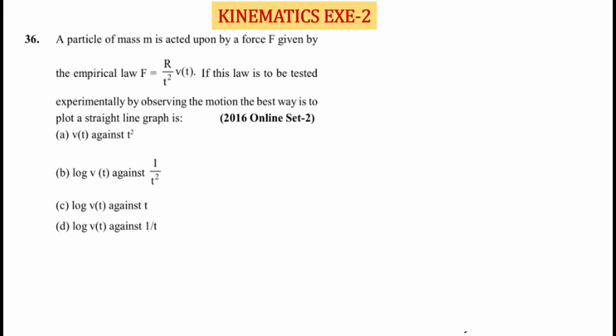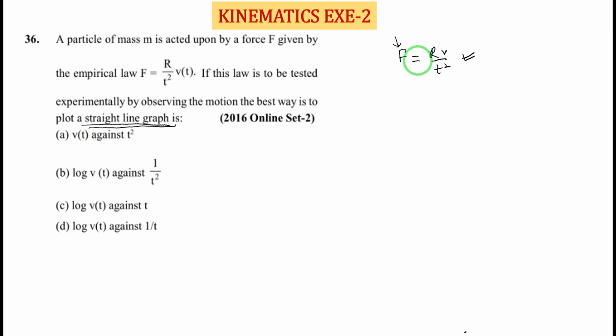In question number 36, a particle of mass m is acted upon by a force F, given as F equals to RV upon T square. If this law is to be tested experimentally by observing the motion, the best way is to represent the straight line graph. See, the main thing is a straight line graph. So you need to have a straight line graph among these relations. Okay. So V and T are involved.